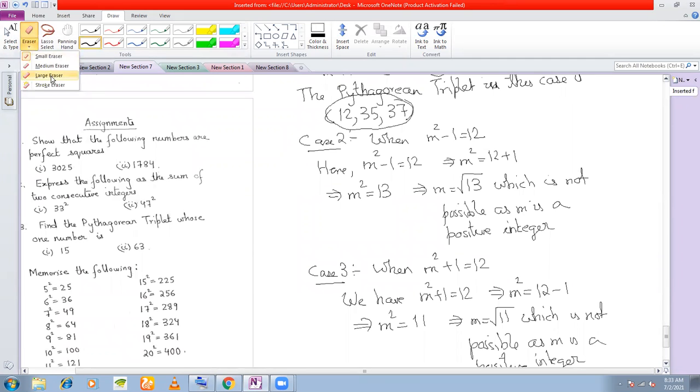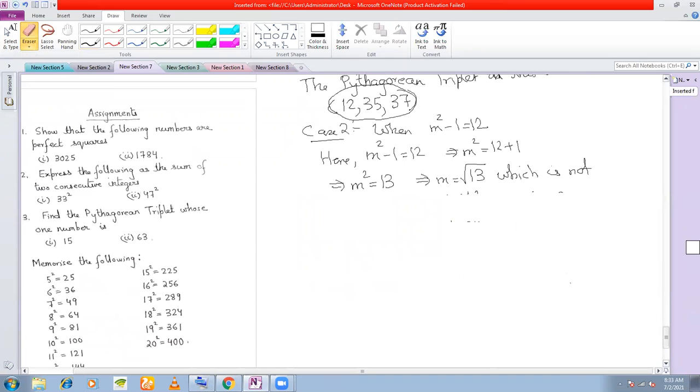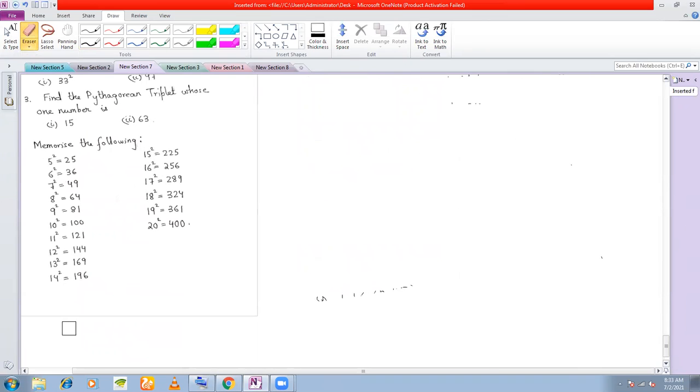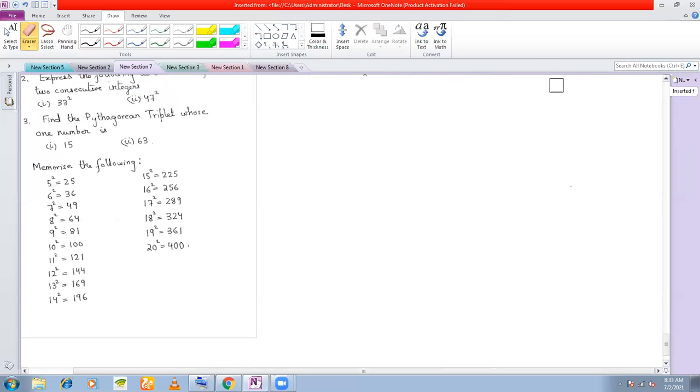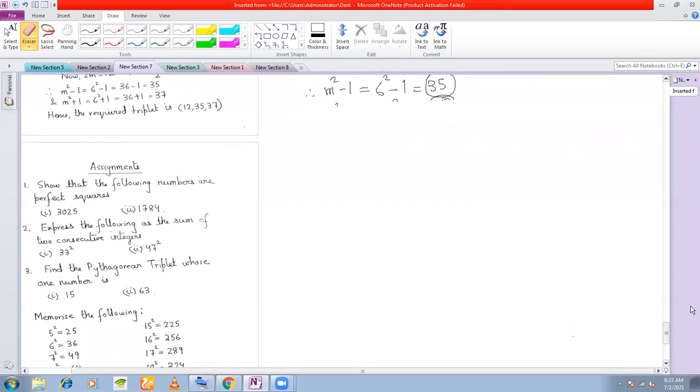Okay. So we proceed with some assignment questions that I have given you. Let me just very quickly solve these. Question number 1: show that the following numbers are perfect squares. So how will you show 3025 is a perfect square? You will prime factorize first, and you will prime factorize in fair, not in rough. 3025, you prime factorize.